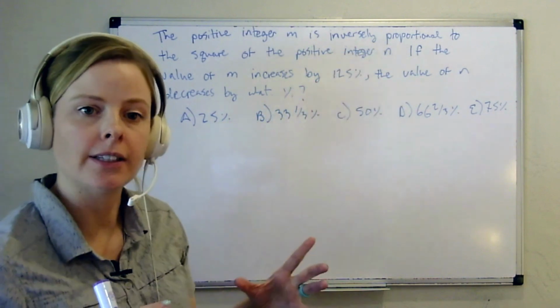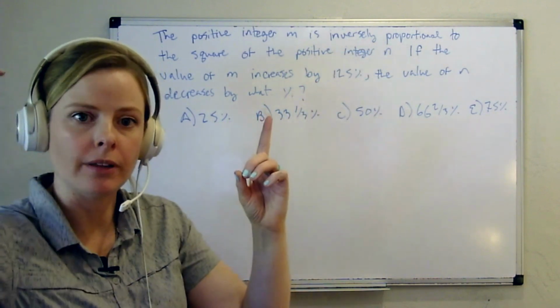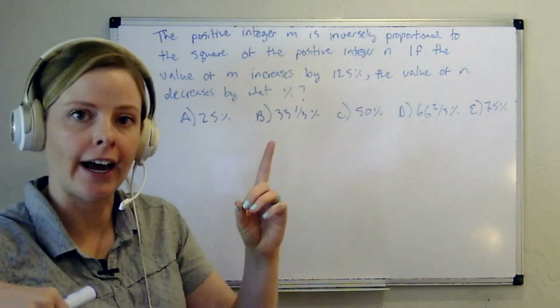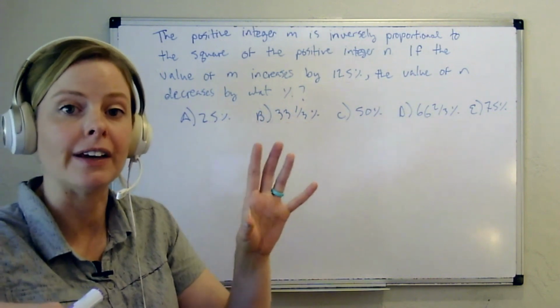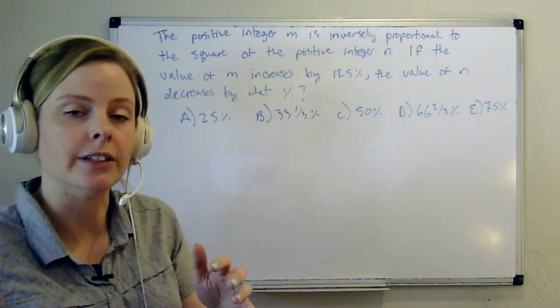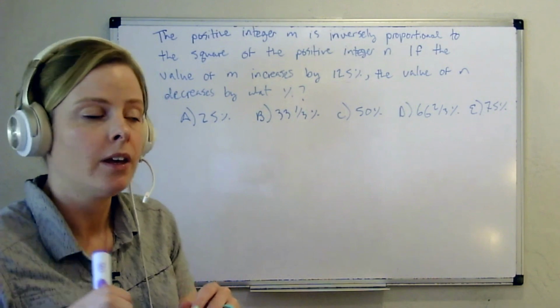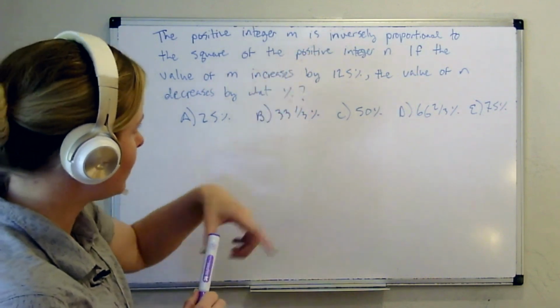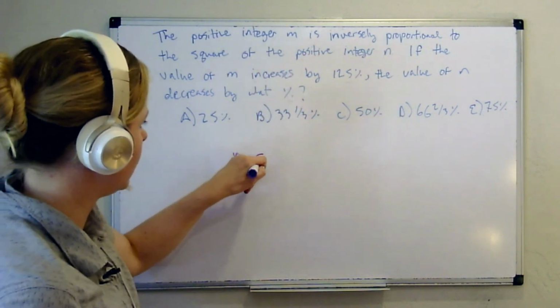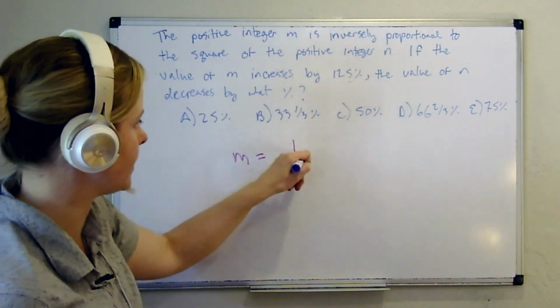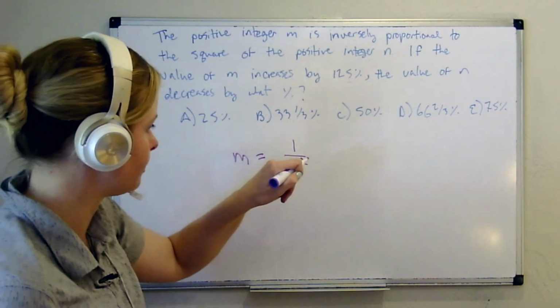What inversely means is that as one of these things is going up, the other one is going down. And how that works out mathematically is that you're going to have one of your things, and then that's going to be equivalent to something with the other thing in the bottom of a fraction, right? So m is inversely proportional to the square of n. So we can write that as 1 over n squared.